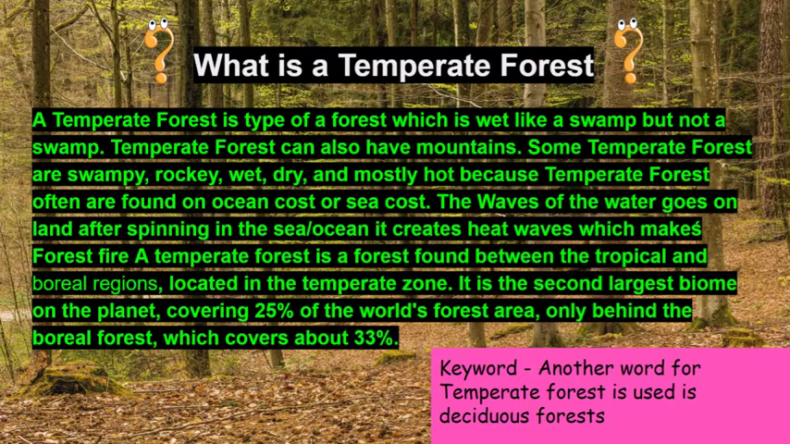A temperate forest is a forest found between the tropical and boreal regions, located in the temperate zone. It is the second largest biome on the planet, covering 25% of the world's forest area, only behind the boreal forest, which covers about 33% of the world. Keyword. Another word for temperate forest is the deciduous forest.